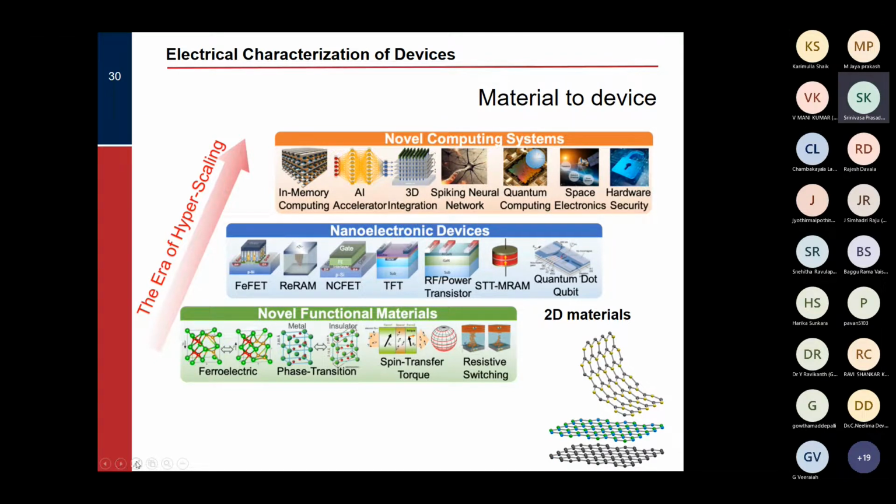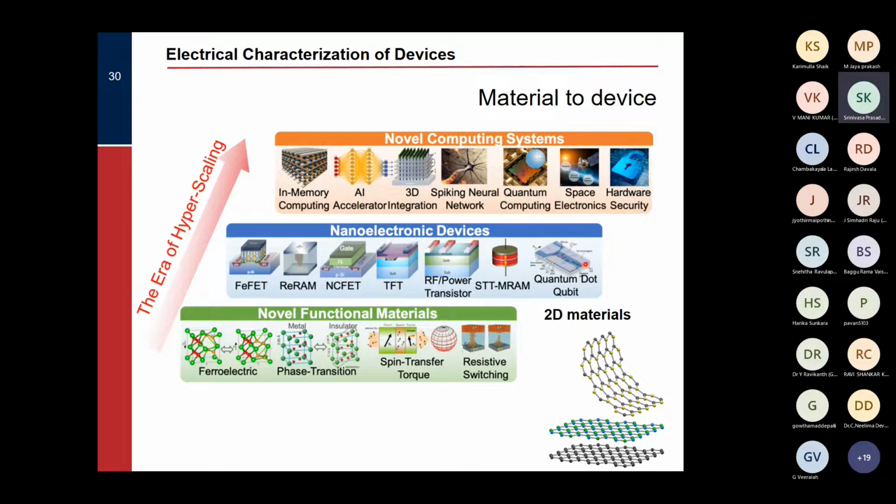Okay, so now what I was saying earlier is that there are different materials which we are dealing with in the area of nanoscale systems. They offer different kinds of functionality. For example, ferroelectric materials can be used for memory. Then there are phase transition materials, which also have different applications. Then we have materials for spin transfer torque and resistive switching for memory, etc.